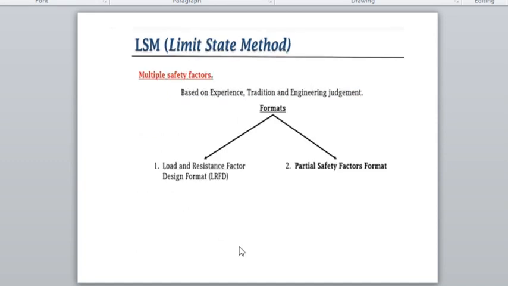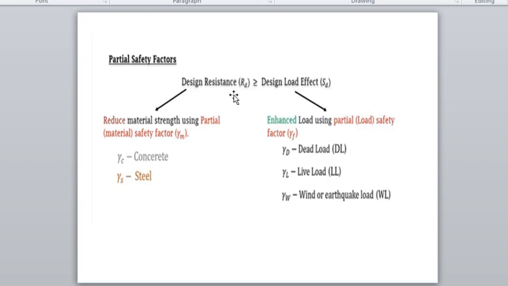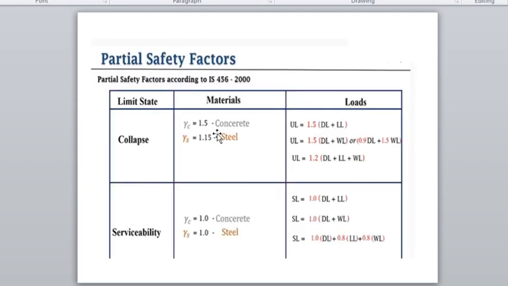Then about the partial safety factor. Partial safety factor is of two types, for the material and for the load. For the material, it is again divided by the two types of limit state, collapse and serviceability. For the limit state of collapse, the partial safety factor is different, and for another it is different. For serviceability, again it is different, and then for steel. Then for the loads, it is given in the code.